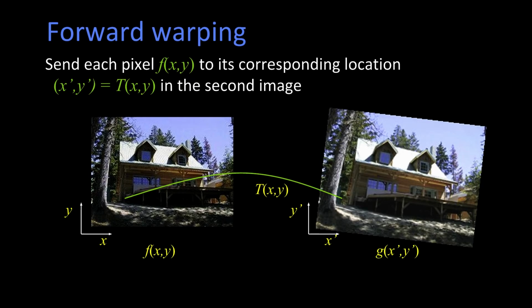So forward warping works as follows. You basically send every pixel f of xy, so I've got the first image, it's at xy, I send it to its corresponding location in the second image. So I have some pixel here, a little red dot, I know where it goes, and I put that same color that was down on the first image down in the second image. And that's okay, but you might ask the question, well, what happens if this pixel lands between pixels in the new image? Let's take a look at that.